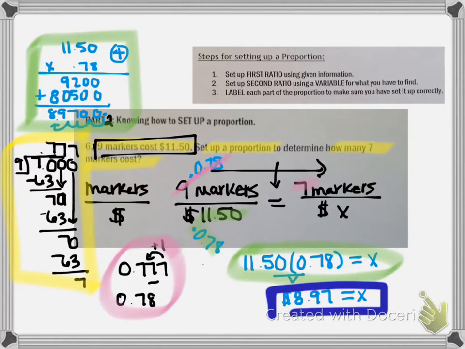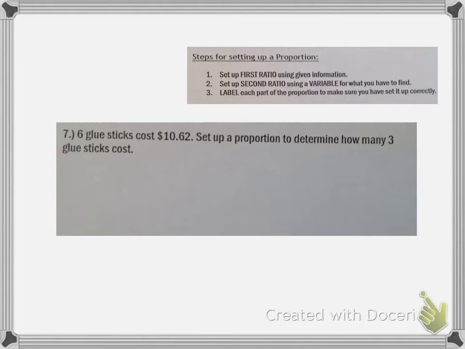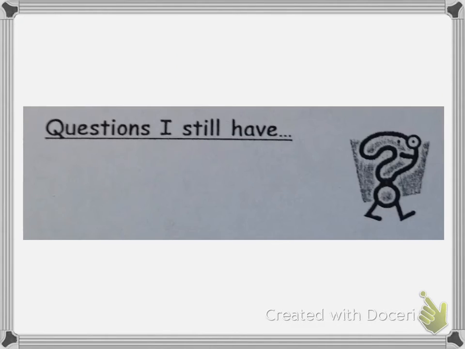I would like you to try number 7 on your own. It's okay if you don't get the answer. Trying is what we're looking for. Try to set it up. Write the word ratio and solve for X. We will go over this tomorrow. Questions you still have? Any questions you have over this video, or please create a problem for your table to solve.